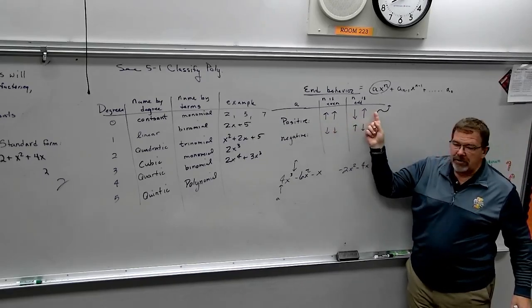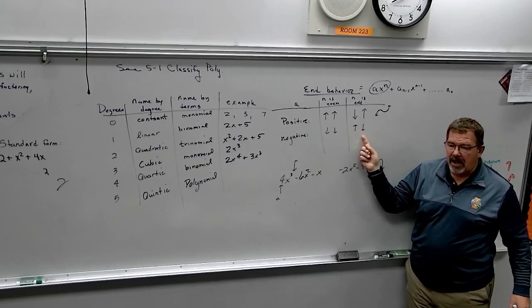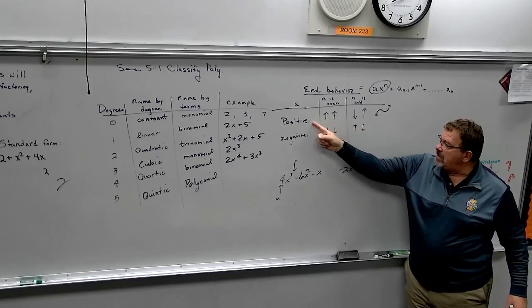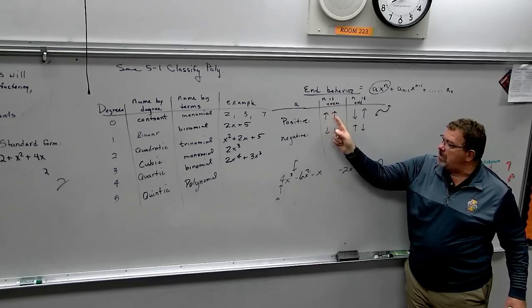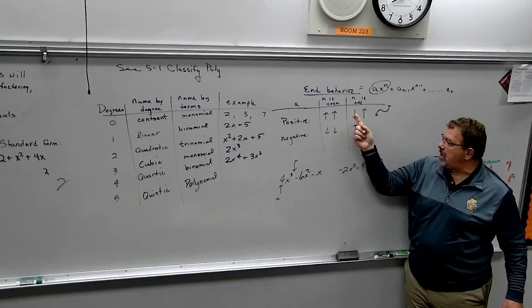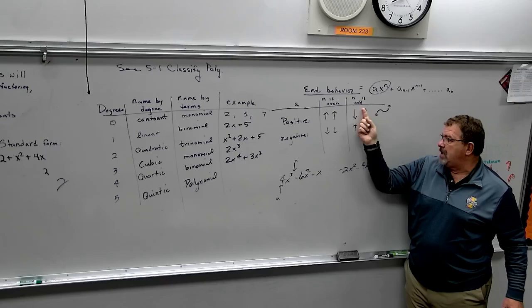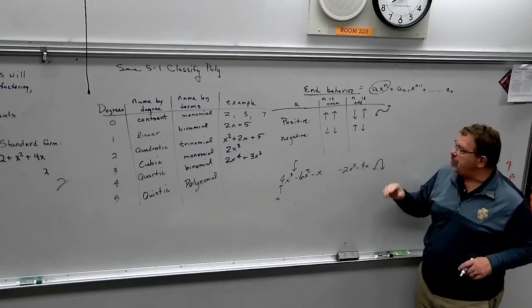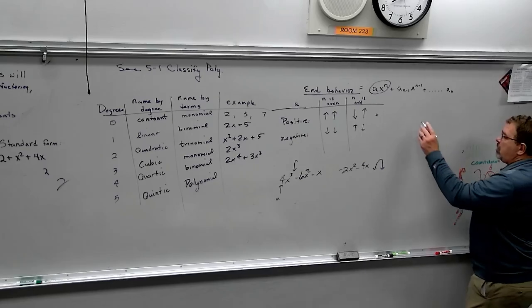If you know the first row, do you notice that these are the exact opposite? If A is positive and N is even, it's up, up. So now the next row is down, down. They're complete opposites. And notice that this is down, this is up. That's up, that's down. They're complete opposites. Okay? So, one quick example.